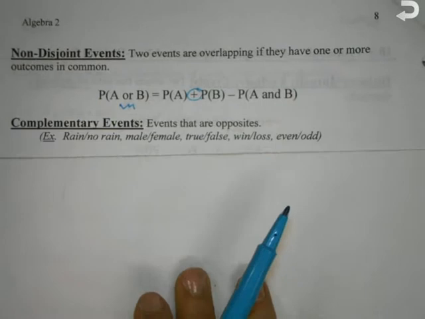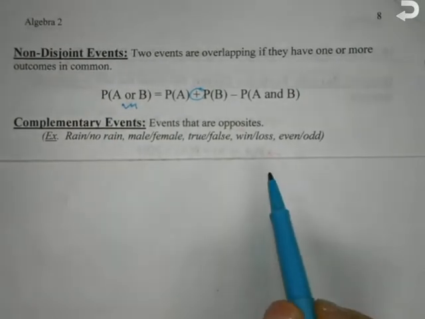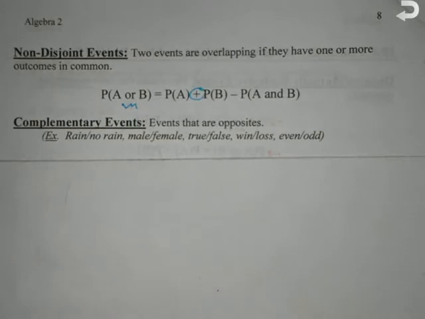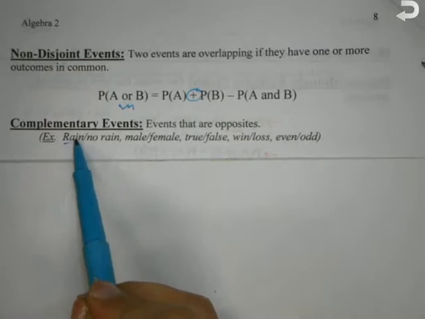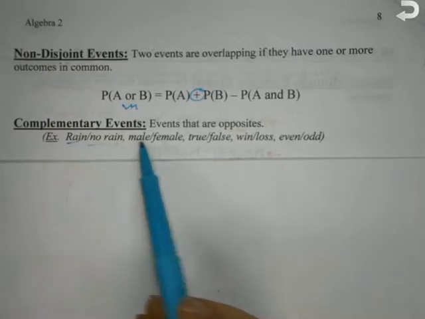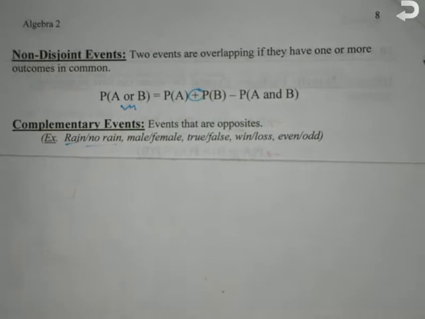We also have complementary events, which we kind of talked about in 10.3, but it's events that are opposite. So either it's going to rain or it's not going to rain. You're either male or you're female. It's true or false. You win or you lose. It's either this one or it's that one. There's no in between. It's black and white. You don't have a gray area there. Okay, so those are complementary events.